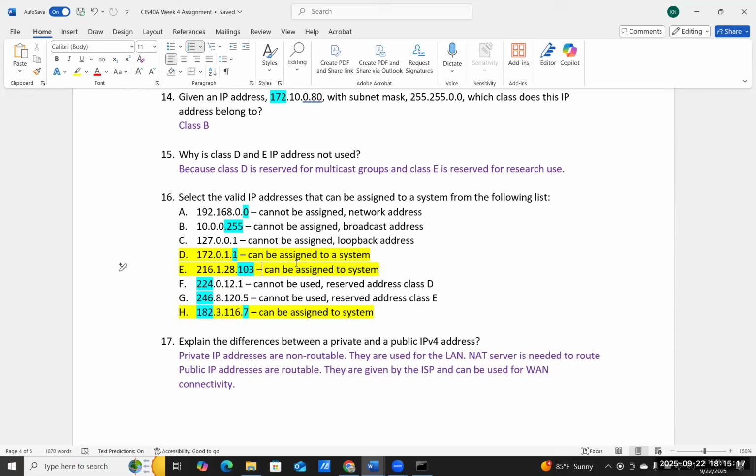And similarly for G, same thing. The 5, the host ID, is okay. But your network ID here, the first octet, the 246, belongs to the range of class E. And class E is used for research. We don't use addresses in that range.